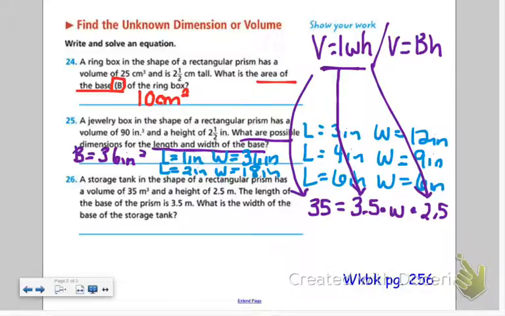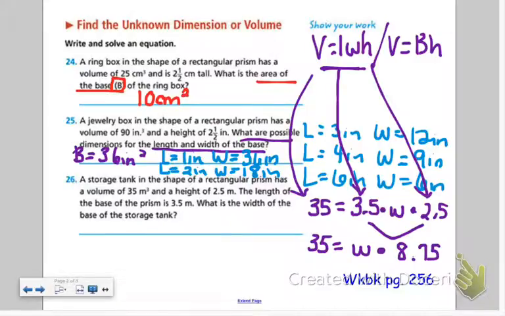Now this equation I can actually simplify a little bit before I start to solve it. I can take the 3.5 and the 2.5, because it's all multiplication and I can do multiplication in any order. I'm going to get that multiplication done. 3.5 times 2.5 is going to give me 8.75. So now my new equation looks like this: 35 equals W, I still am missing my width, times 8.75.